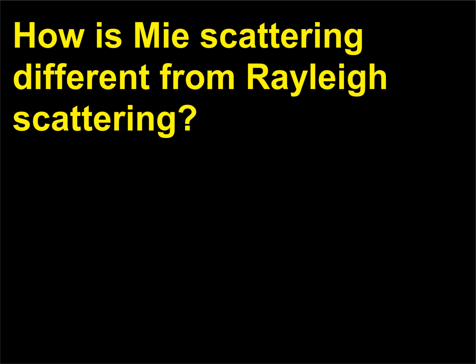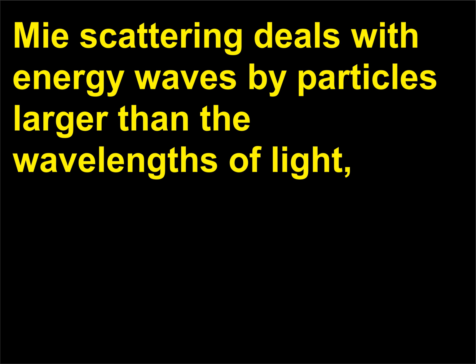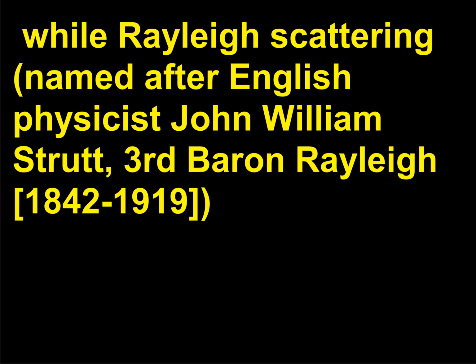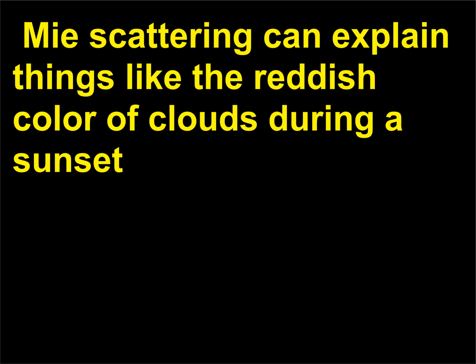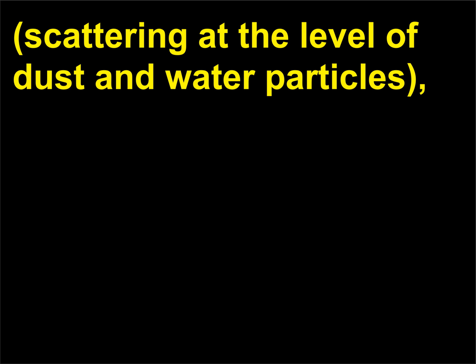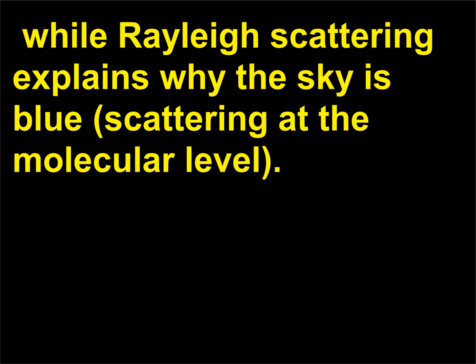How is Mie scattering different from Rayleigh scattering? Mie scattering deals with energy waves scattered by particles larger than the wavelengths of light, while Rayleigh scattering, named after English physicist John William Strutt, 3rd Baron Rayleigh, 1842-1919, deals with how light is scattered by particles smaller than electromagnetic wavelengths. Mie scattering can explain things like the reddish color of clouds during a sunset, scattering at the level of dust and water particles, while Rayleigh scattering explains why the sky is blue, scattering at the molecular level.